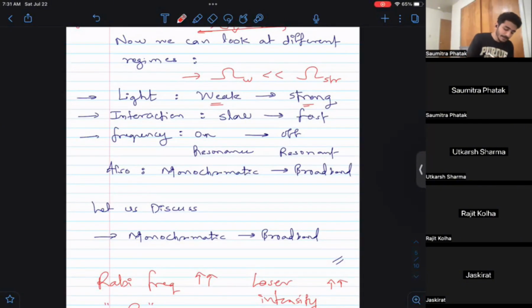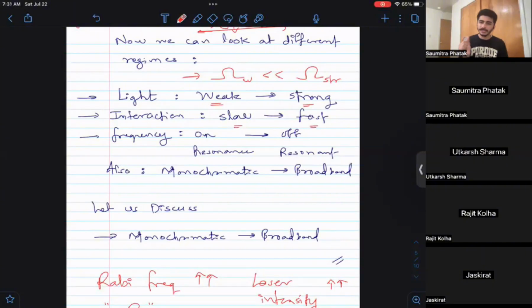Another thing can be the duration of the interaction. You have applied the laser to an atom, which is a two-level system, for a very short amount of time, or you have applied it for a very long amount of time.